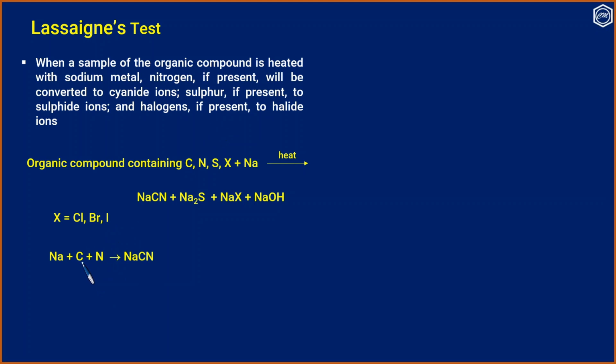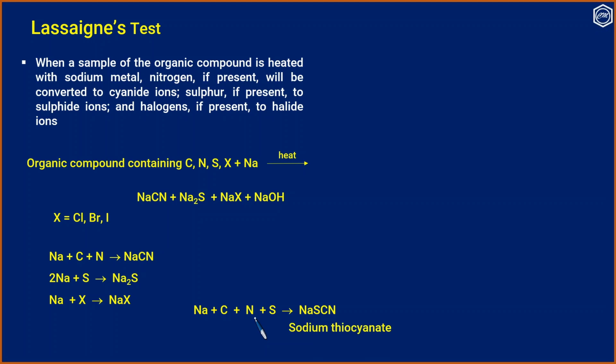When fused, carbon present in the organic compound combines with the nitrogen, giving sodium cyanide. Sulfur, if present, combines with the sodium, giving sodium sulfide, and similarly, halogens give sodium halide. Sometimes the organic compound may contain nitrogen and sulfur together. In such a case, if you do not use enough sodium, sodium thiocyanate will be formed.